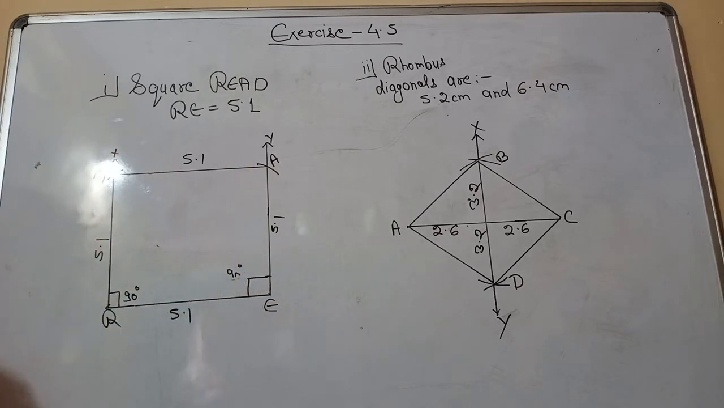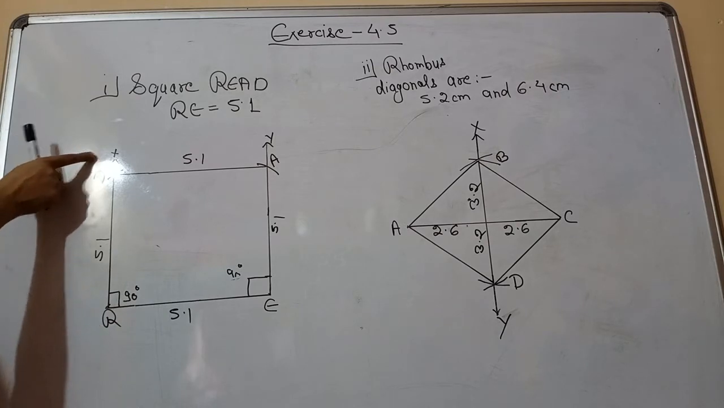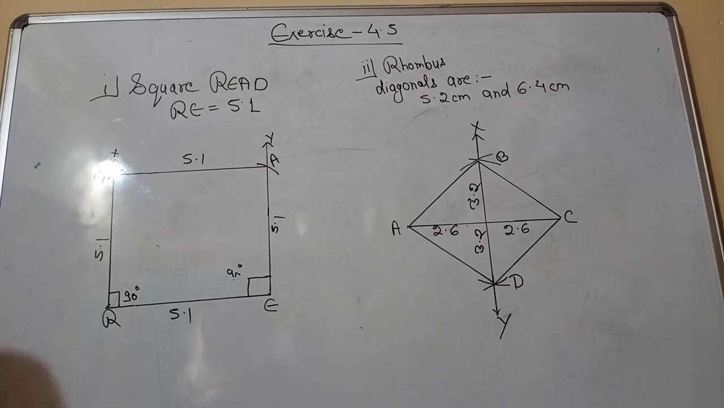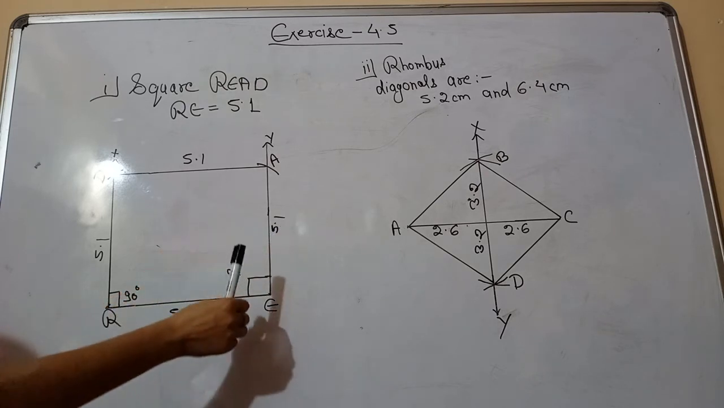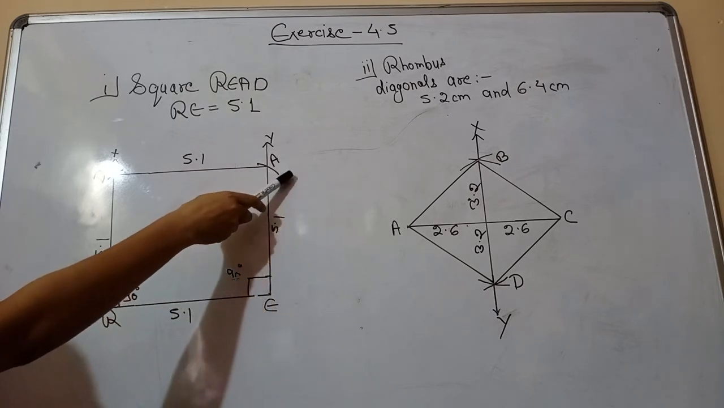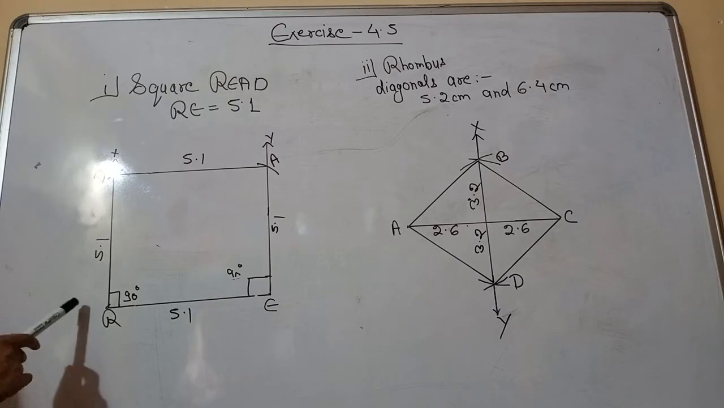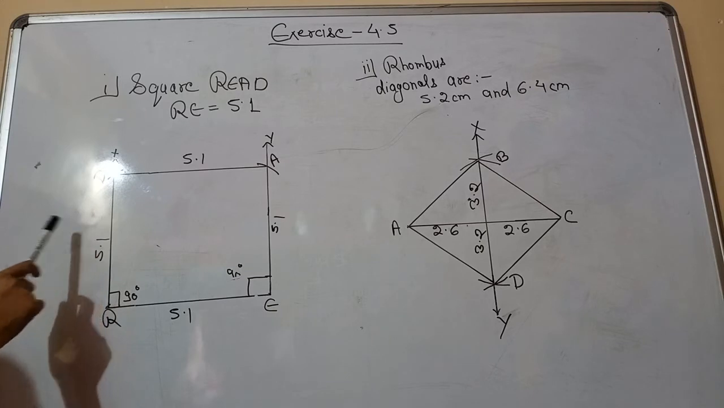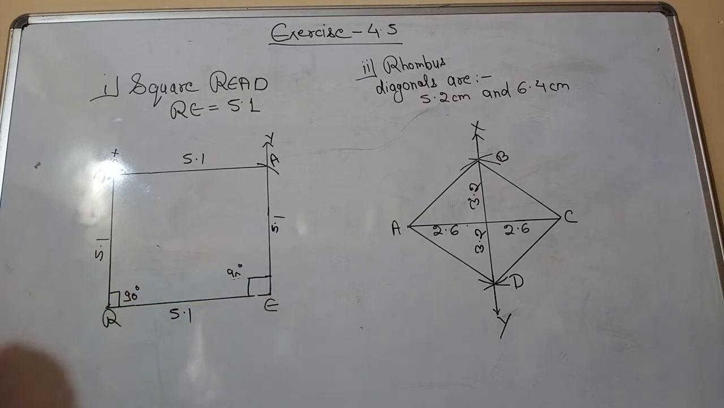Next thing what we have to do, just take radius of 5.1 centimeter in your divider. Place your divider on R and cut one arc. Means you have to cut the ray RX at 5.1 centimeter and name that point as D. Next thing, place your divider here, take radius 5.1 centimeter, and cut one arc at ray EY and name that point as A. Means in the ray RX there is one point D at the distance of 5.1, and in the ray EY there is again one point A at the distance of 5.1 centimeter.